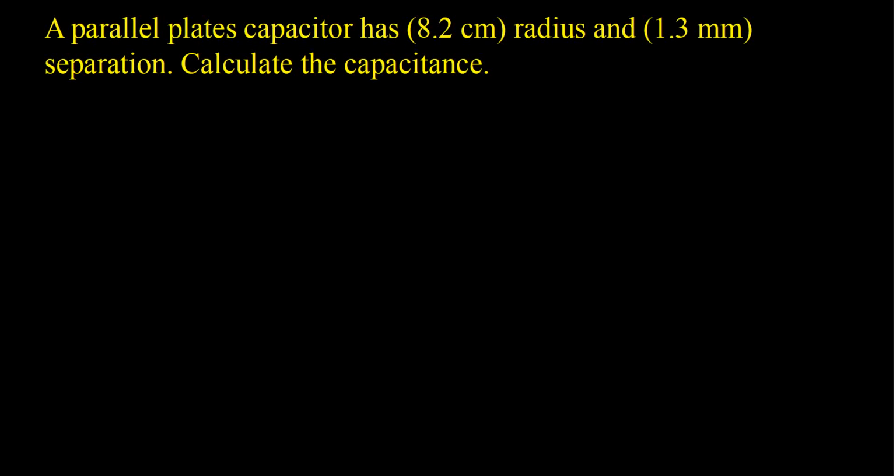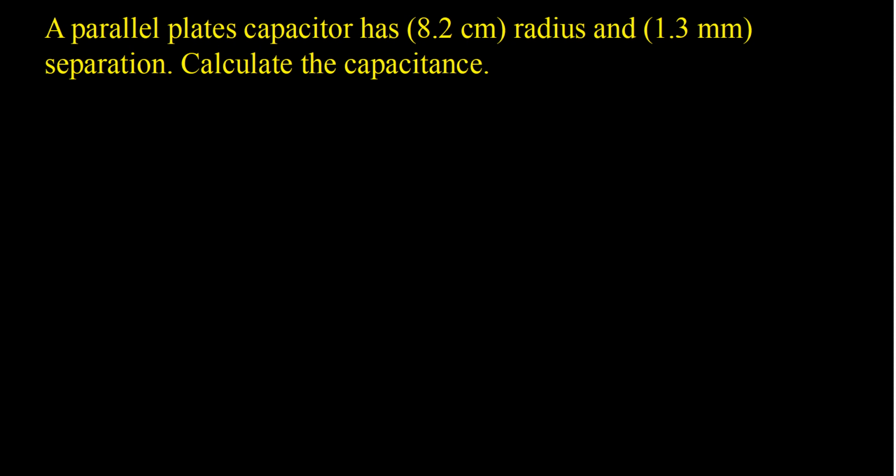Hello again. In this video, I will be trying to solve two simple examples about capacitors and capacitance and how you calculate that. Now, the first question says: a parallel plate capacitor has 8.2 centimeter radius and 1.3 millimeter separation.